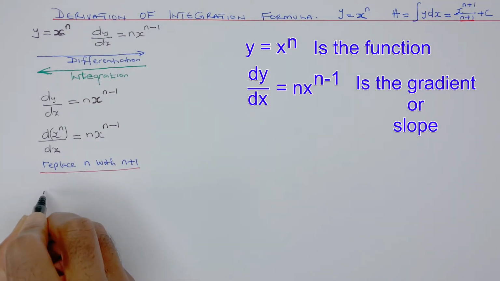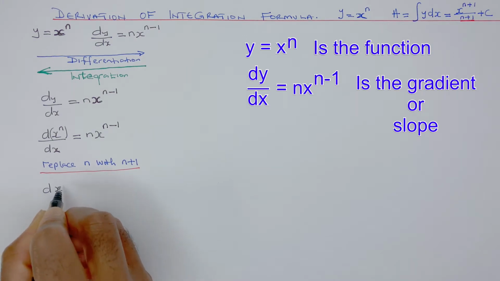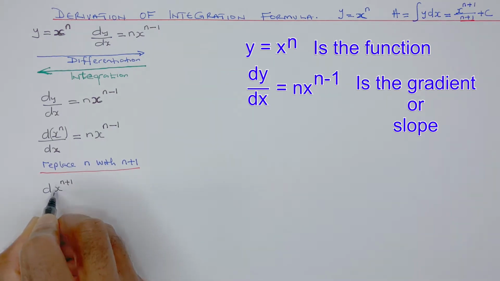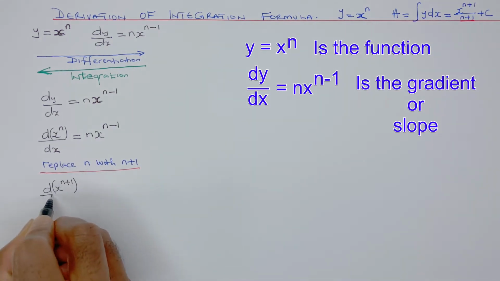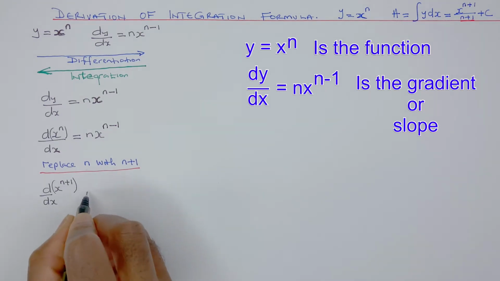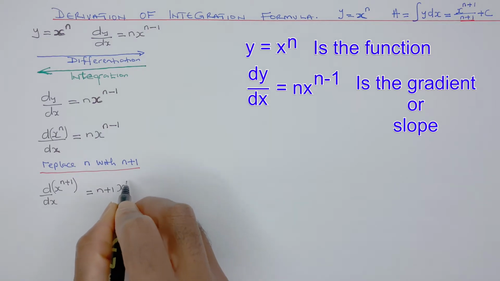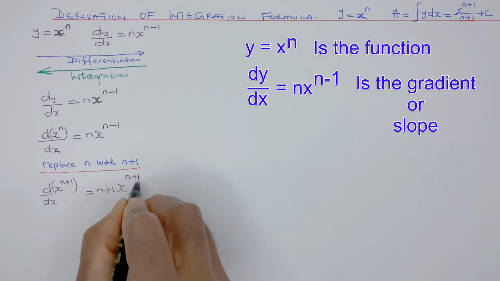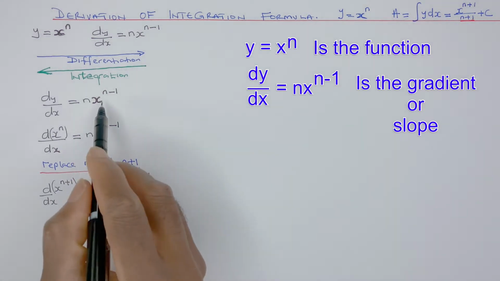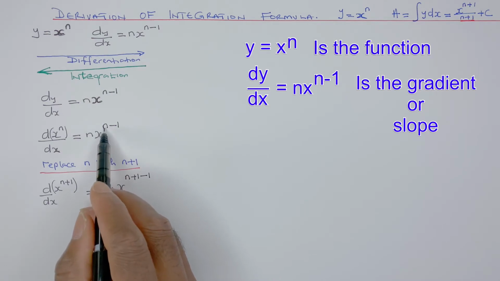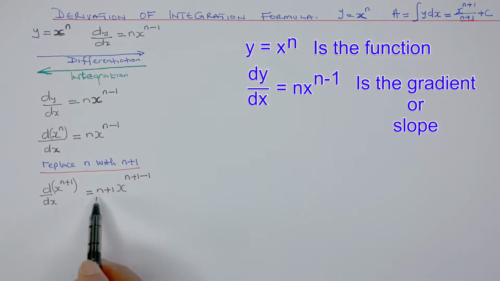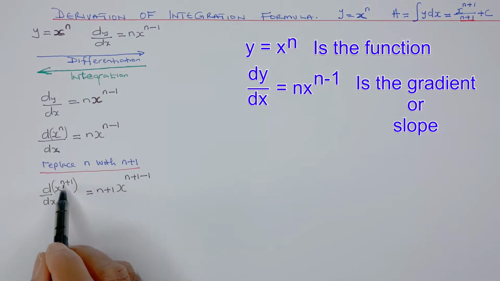So therefore, d x to the power n plus 1 over dx equals n plus 1 times x to the power n plus 1 minus 1. I've just replaced that with n plus 1, and I've replaced that with n plus 1. I've replaced that with n plus 1.